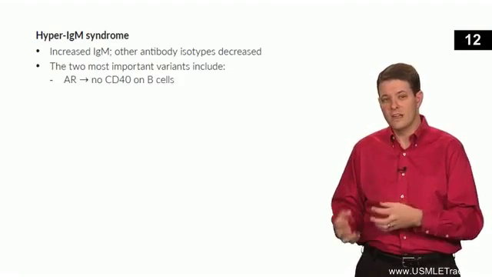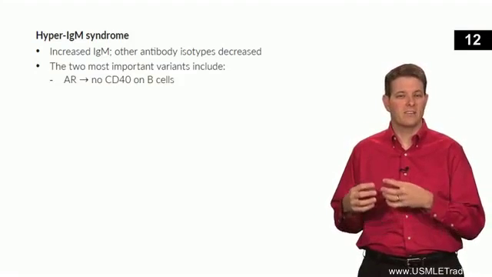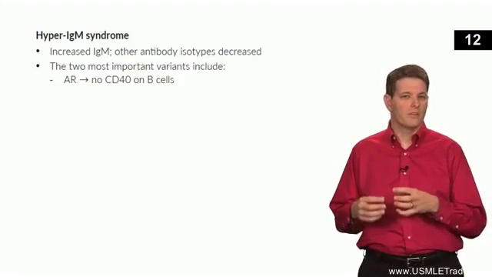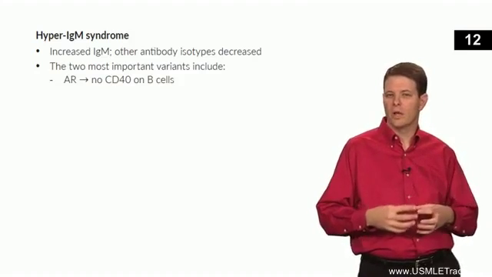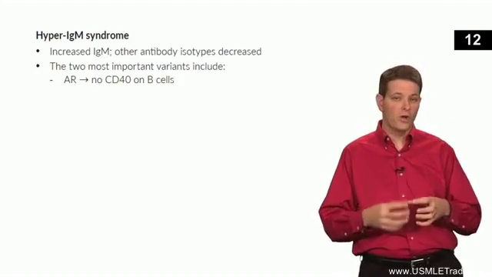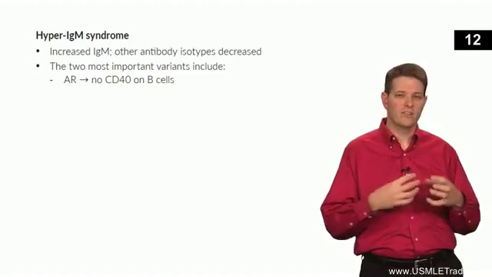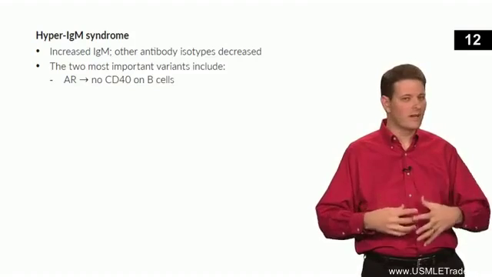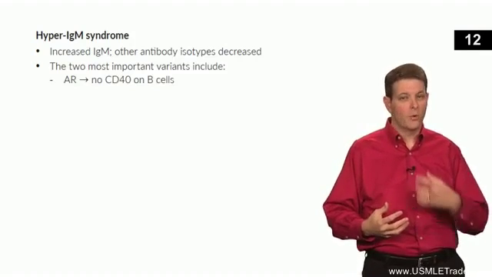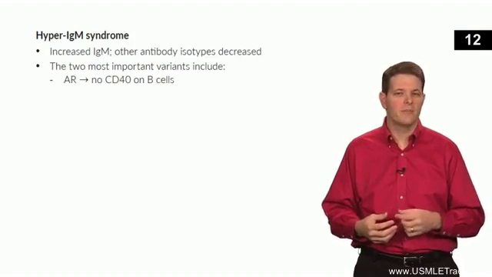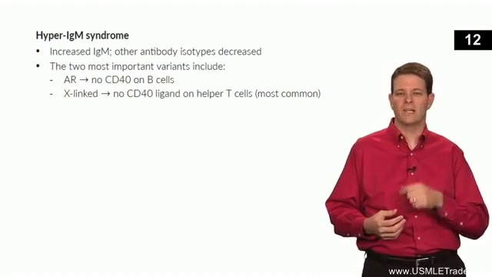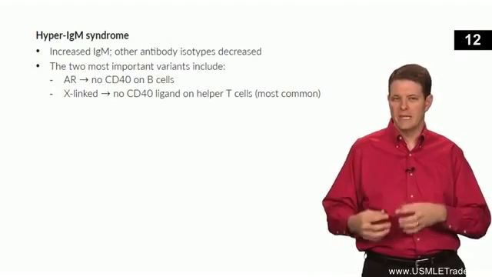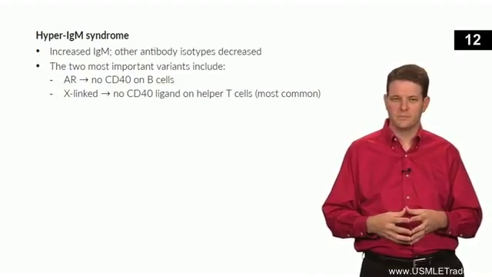There's an autosomal recessive variety where the B cells lack the CD40 surface marker. Remember that CD40 binds to the CD40 ligand on helper T cells in order to promote immunoglobulin class switching. So if there's no CD40, there's going to be less class switching, and basically all you get is lots and lots of IgM. But the more common variety of hyper-IgM syndrome is an X-linked variety in which the T cells are missing the CD40 ligand. That's why it's a B and T cell dysfunction.